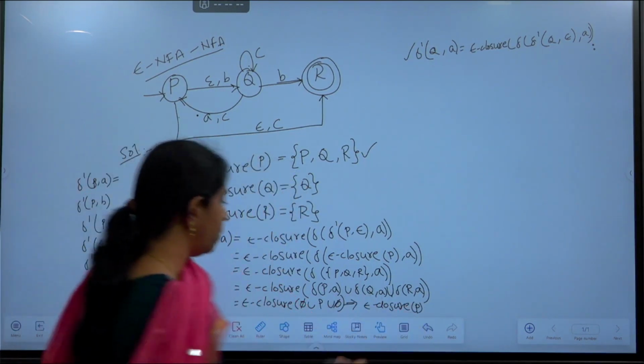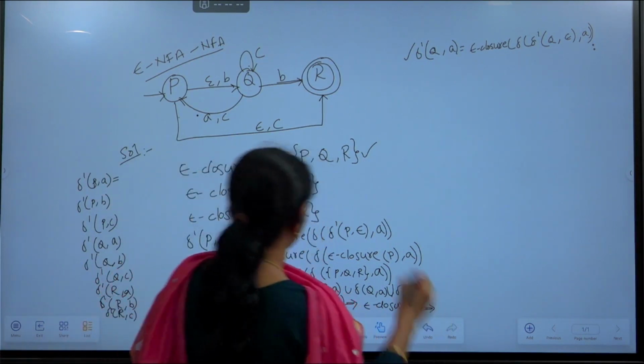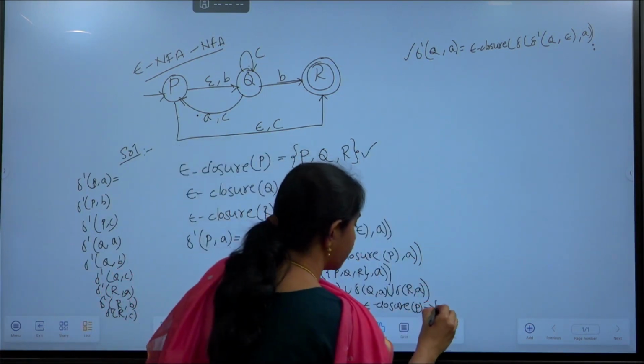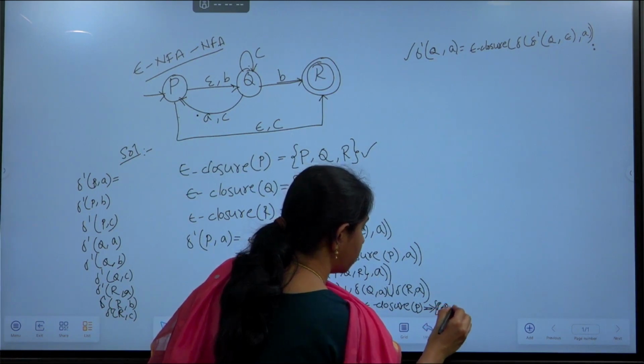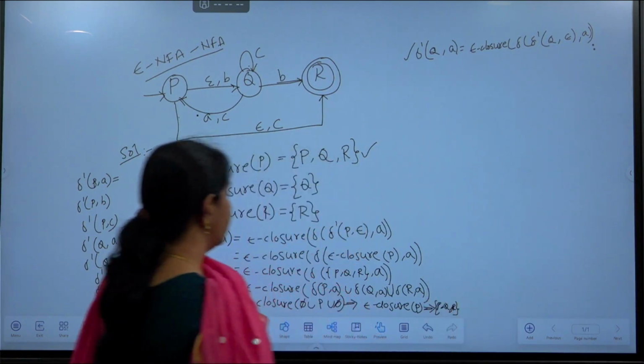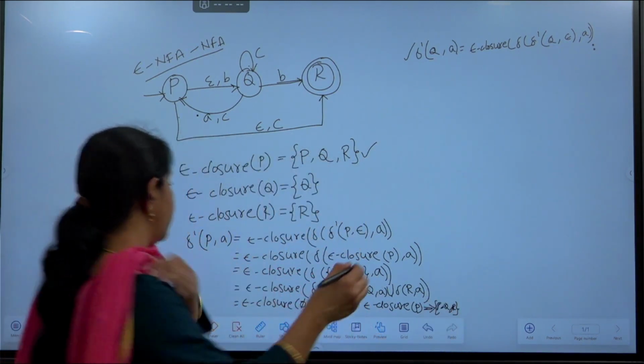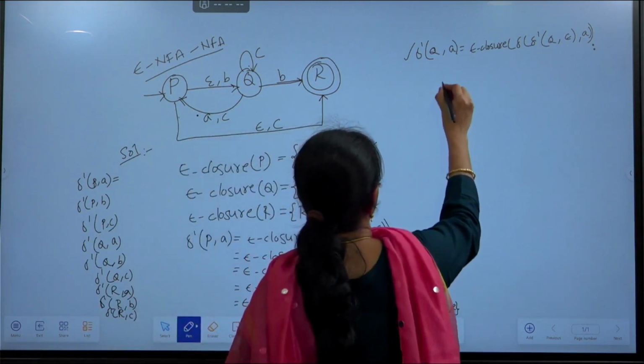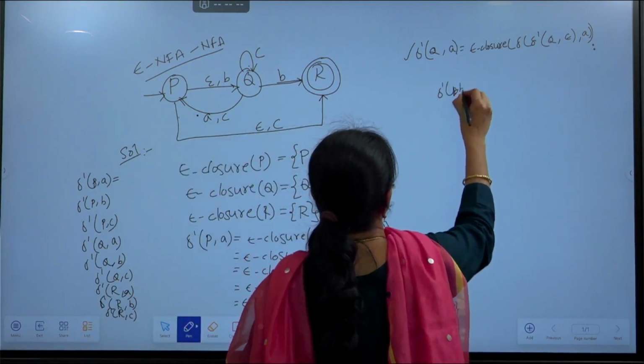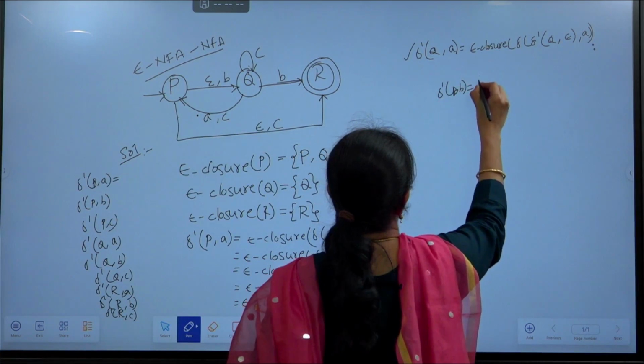Epsilon closure of P means P comma Q comma R. This is the result that we obtained here. The same way, we have to perform for delta dash of P comma B. That is P comma B.